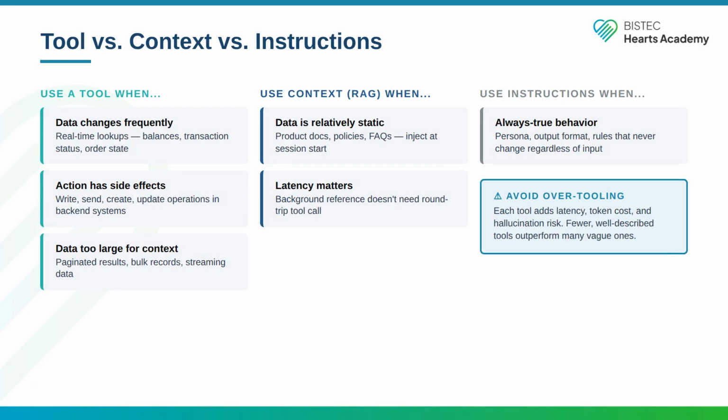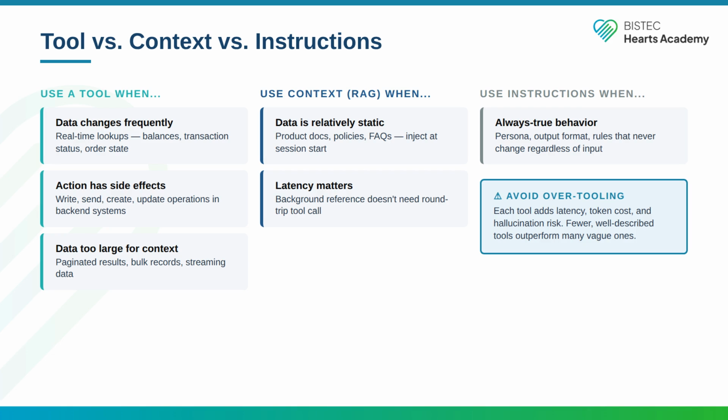One of the most consequential architectural decisions you'll make is knowing which mechanism to use for each type of information or behavior. There are 3 options: tools, context injection, and system prompt instructions. Use a tool when the data changes frequently. Real-time lookups like account balances, transaction status, or order state.